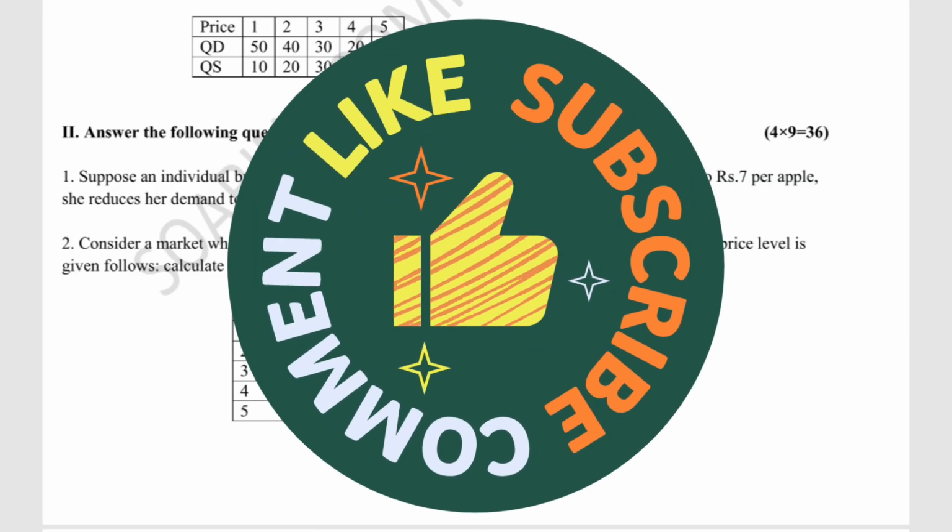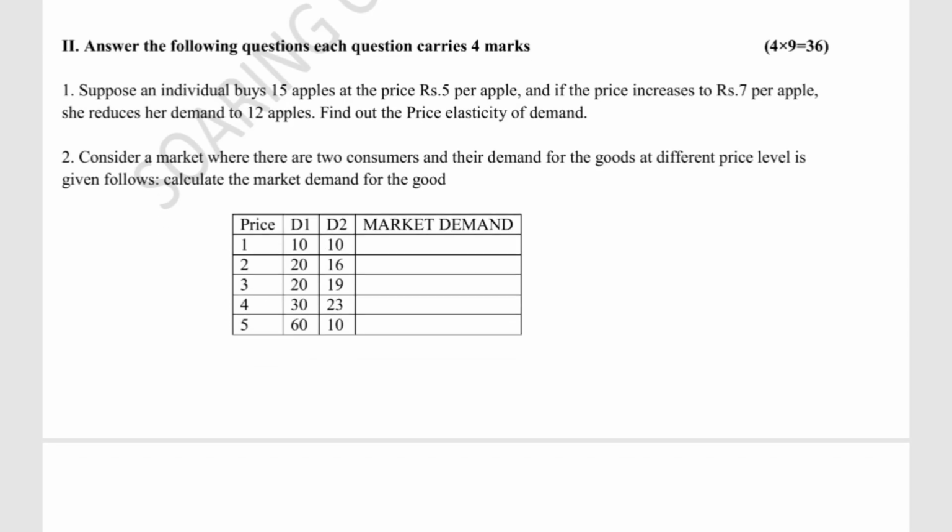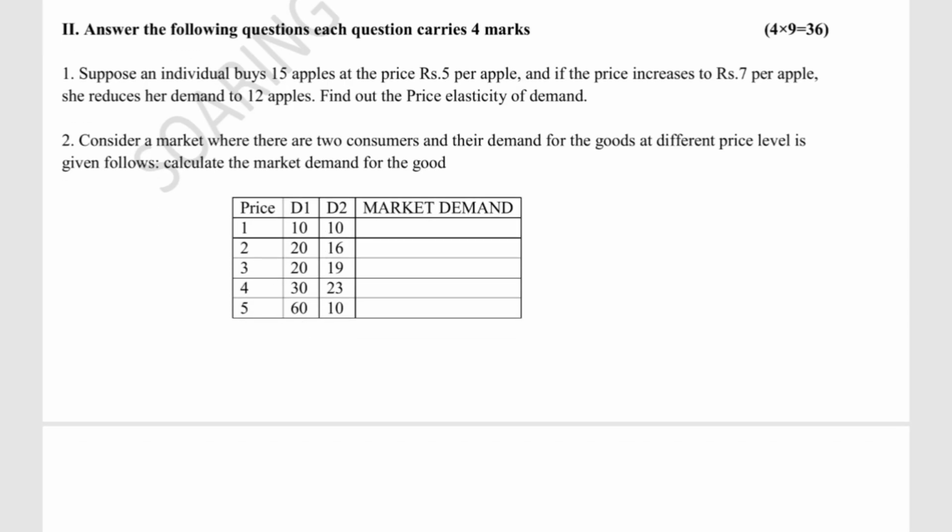Okay, you need to find out the price elasticity of demand when the price of an apple increases and the quantity changes. Next, the second question is from the theory of consumer behavior itself. Consider a market where there are two consumers and their demand for the goods at different price levels is given as follows. Calculate the market demand. We need to calculate the market demand.